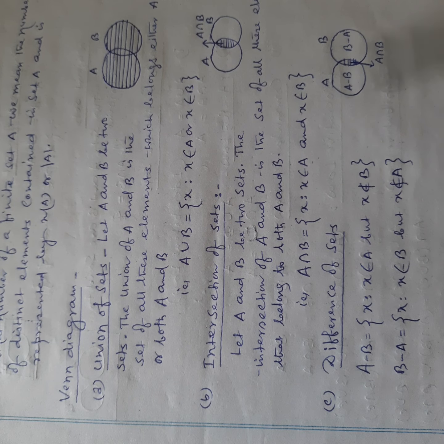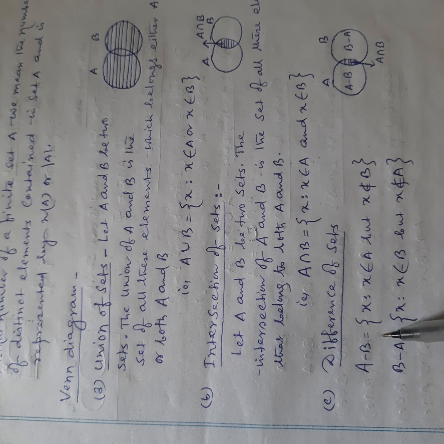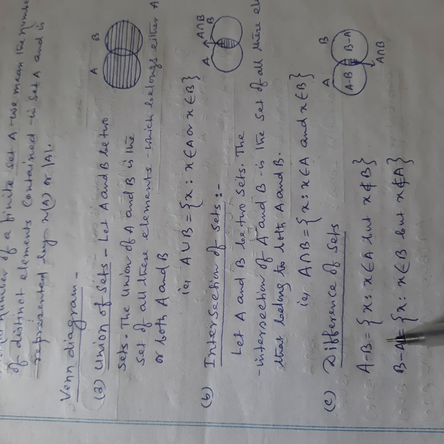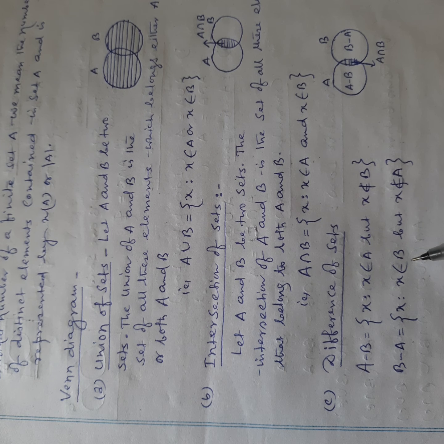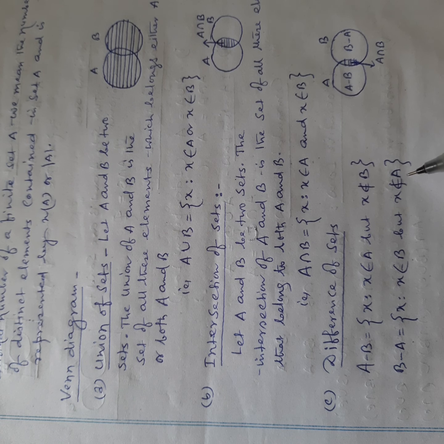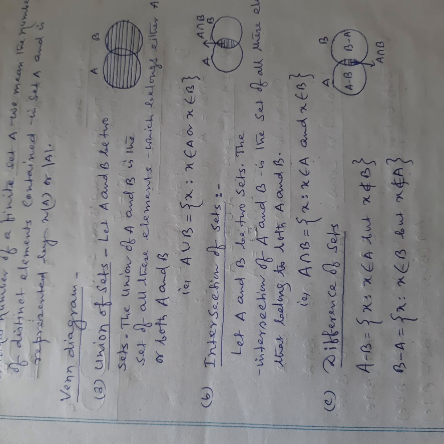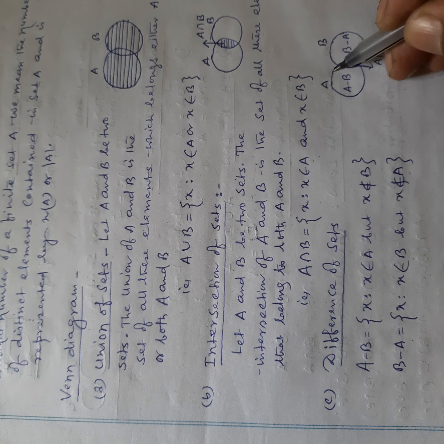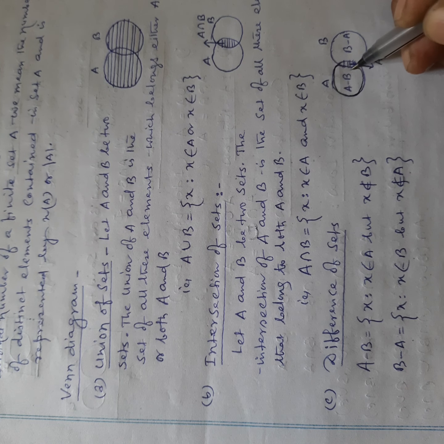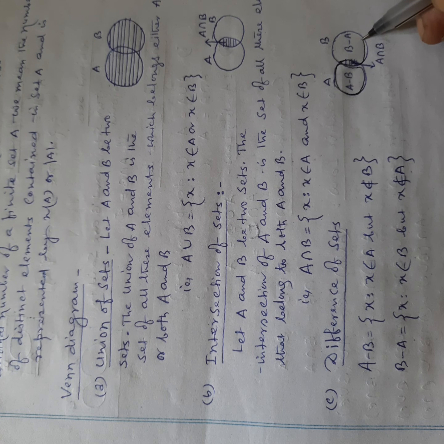Difference of sets, A minus B. If A and B are two sets, then the difference of sets is A minus B or B minus A. A minus B equals x such that x belongs to capital A but x does not belong to capital B. B minus A equals x such that x belongs to capital B and x does not belong to capital A. And in this diagram, this portion is A minus B, and this portion is B minus A.